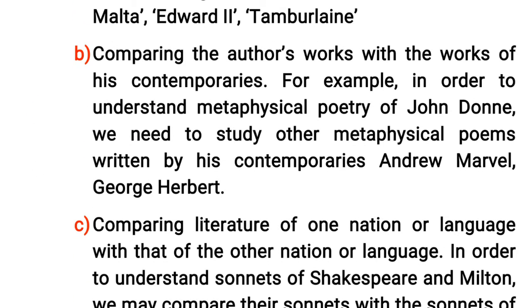Number two, you can compare the author's works with his contemporaries also. For example, in order to understand metaphysical poetry written by John Donne, you need to understand contemporaries like Andrew Marvell, George Herbert, and all other poets who were living in England during the same period of time, in the first half of the 17th century. So, to understand John Donne, you need to understand Andrew Marvell's poetry also, George Herbert's poetry also. So you can compare one author's works with the works of the other authors who lived during the same period of time.